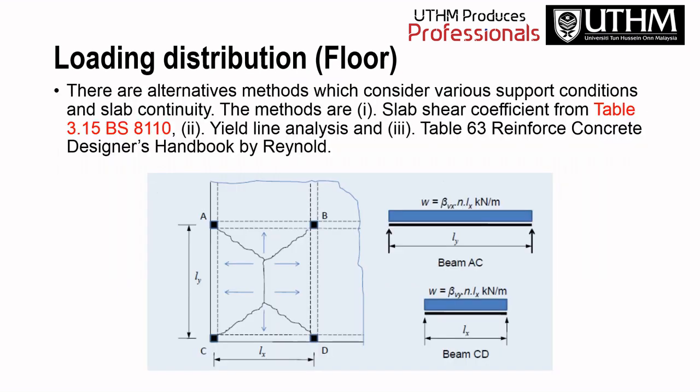But there are also alternative methods which consider various support conditions and slab continuity. The methods are: number 1, slab shear coefficient table 3.15 from BS 8110. Number 2, yield line analysis, and number 3, table 63, Reinforced Concrete Designer's Handbook by Reynolds.